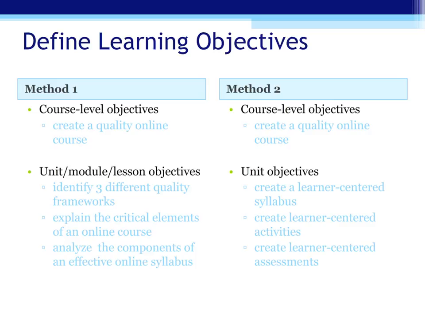For example, you might have the course objective of create a quality online course, and then in your unit, module, or lesson, address each little aspect of an online course that students will have to know or be able to do to create that online course, such as identify 3 different quality frameworks, explain the critical elements of an online course, analyze the components of an effective online syllabus, and so on.